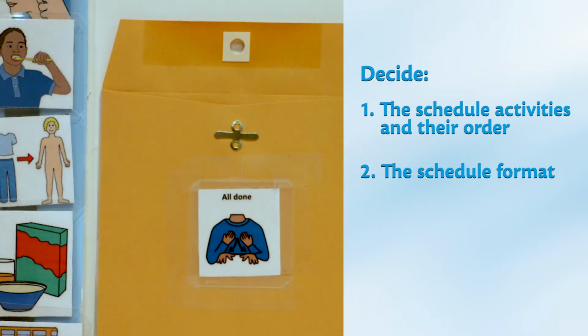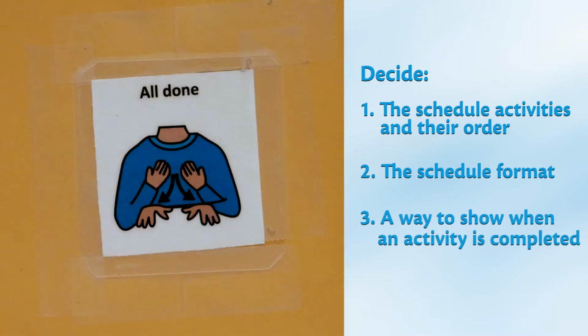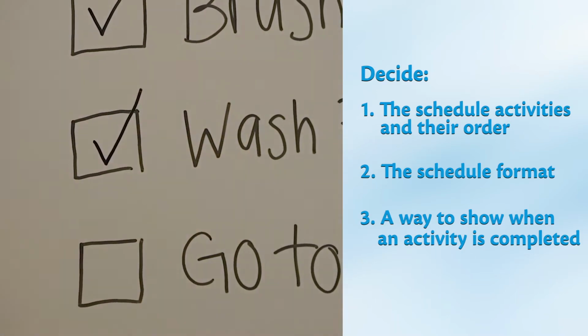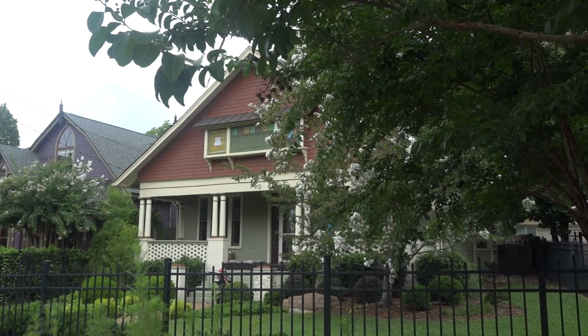There should also be some way to show when an activity is completed, such as an all done pocket at the bottom of the schedule, or by physically checking off a task in the task box. Let's take a look at a visual schedule in action.